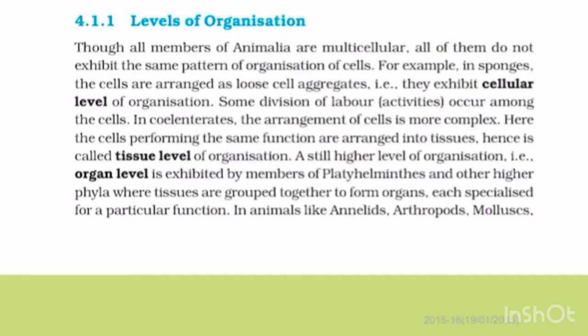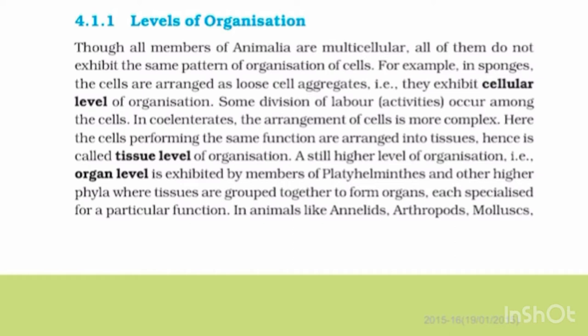Though all members of Animalia are multicellular, all of them do not exhibit the same pattern of organization of cells. For example, in sponges, the cells are arranged as loose cell aggregates, i.e., they exhibit cellular level of organization. Some division of labor activities occur among the cells. In coelenterates, the arrangement of cells is more complex. Here the cells performing the same function are arranged in tissues, hence it is called tissue level of organization.